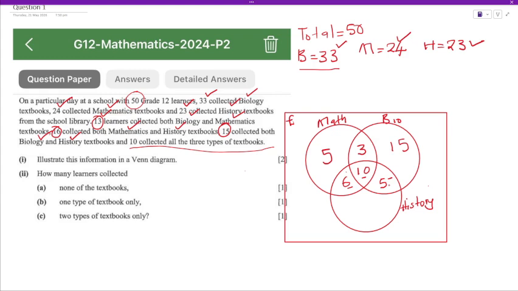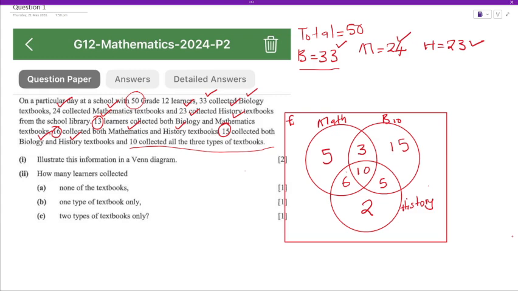Okay, so I'm going to say 10 plus 6 plus 5 gives me 21, minus 23, it gives me a 2. Okay, meaning I'm going to put my 2 right there. And then we are done at this point. Okay, so to confirm that what we have done is correct, let us confirm.